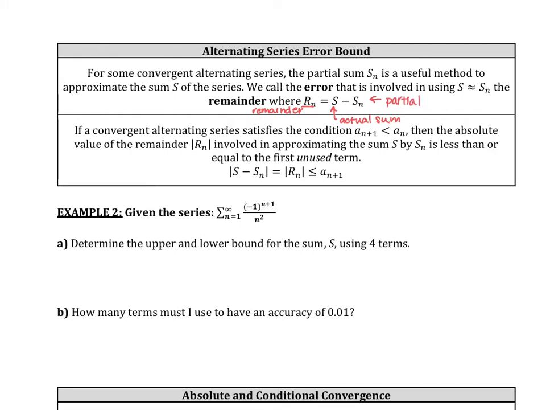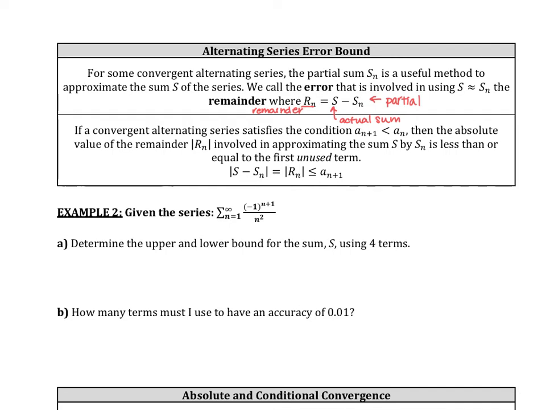And so I'm going to show you an example of what this might look like here in a moment, but just know that our error is the remainder, the part that's left over of our alternating series. Now, if we have a convergent alternating series, then the absolute value of the remainder involved in approximating the sum is less than or equal to the first unused term.